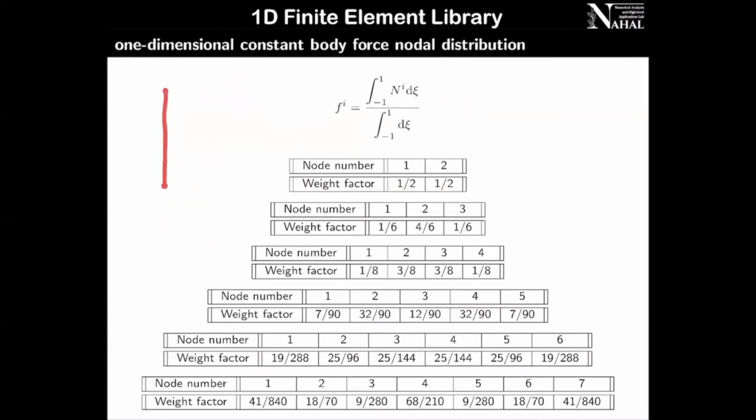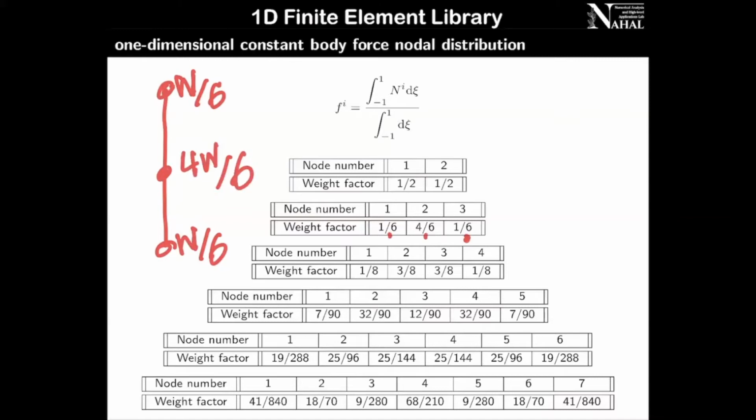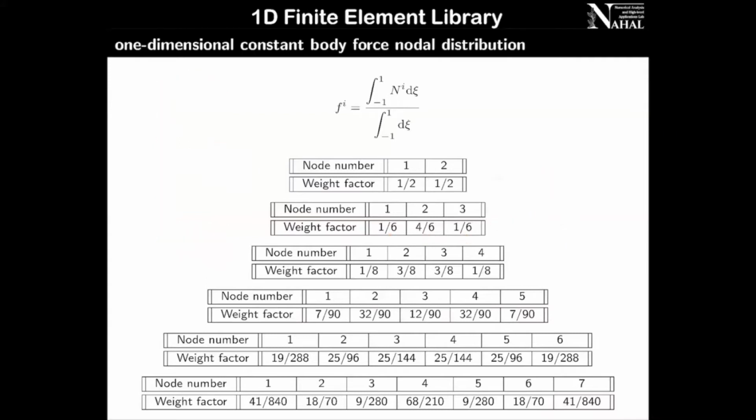If you have 3 nodes, it turns out that you would have 1/6, 1/6, or let's say if it is the weight of the thing, W/6, W/6, and 4W/6. So these would be the weightings. And the summation of them is obviously always 1, right? So all of them together, they recover the whole weight of the structure.